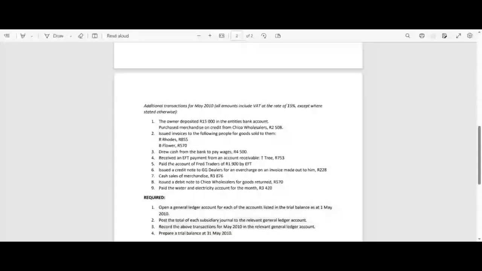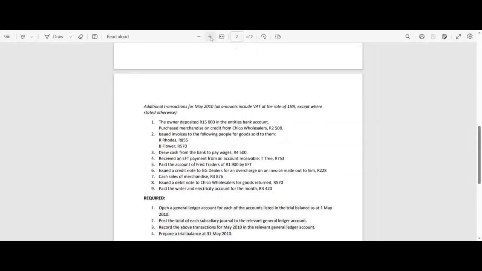So let us look at the first two transactions. Just waiting for it to display. Okay, for the first two transactions, maybe I can just make that a little bit larger.